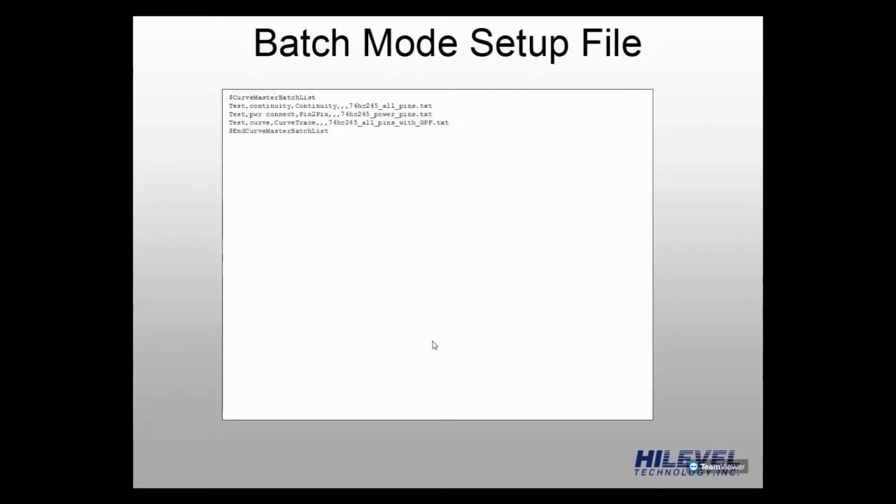Here is the batch mode setup file. As you can see, the structure is very simple. It starts with a keyword identifying it as a batch list file. This is followed by the list of tests with the type of test and the setup file used. The file is closed with another keyword.